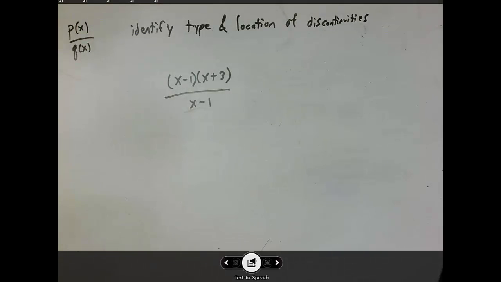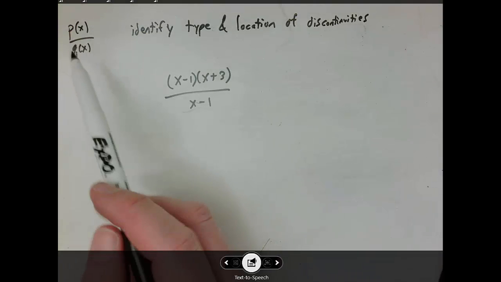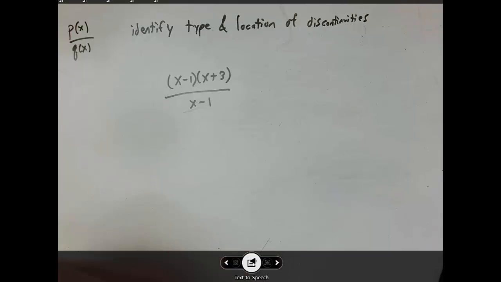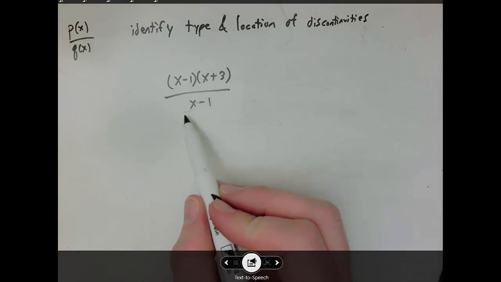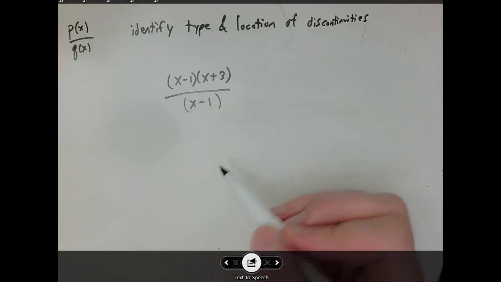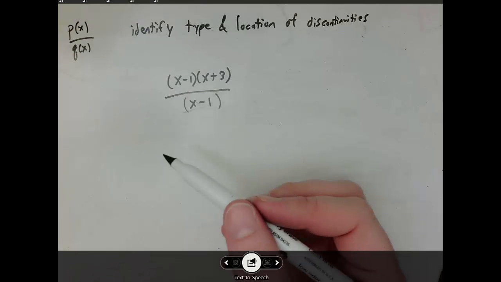Let's talk about how to identify the type and location of discontinuities in a rational function. So a rational function, to remind you, is a function that's p of x over q of x, where p and q are both polynomials. So here's an example of a rational function. And basically all I'm going to do is show you how to apply ideas that you already know.